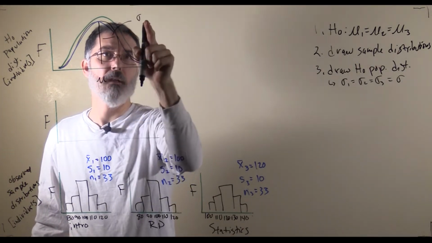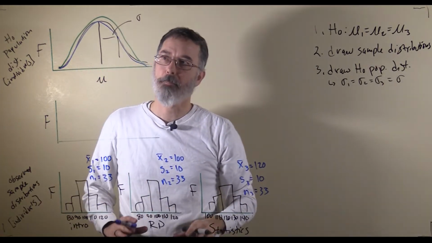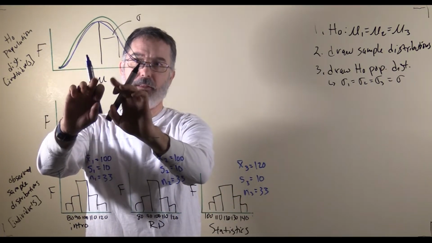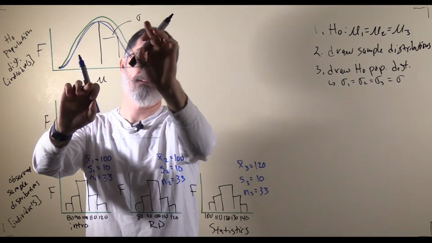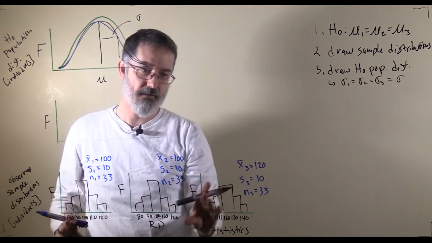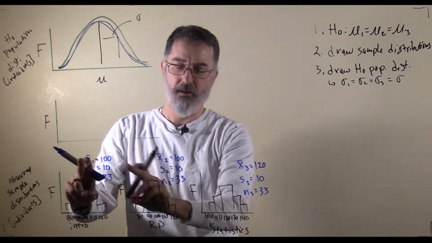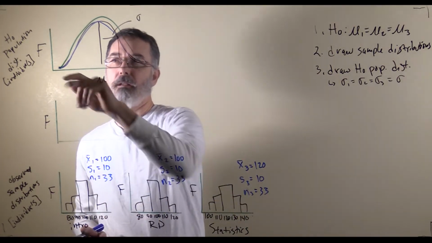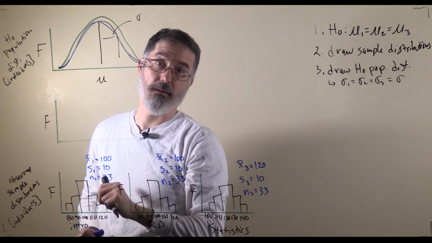We don't know the mean, and we don't know the standard deviation, but the null hypothesis assumes that they all have the same mean and that they all have the same standard deviation. And then what we're going to do is, assuming that those things are the case, we're going to figure out how likely is it that we have these three observed sample means due to random sampling from this null hypothesis situation up at the population level.